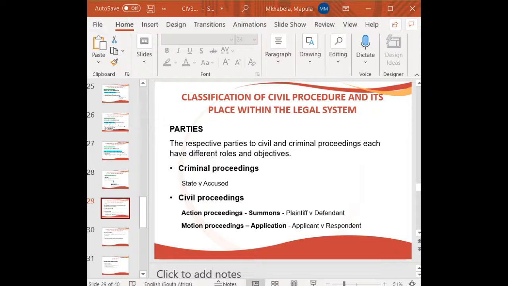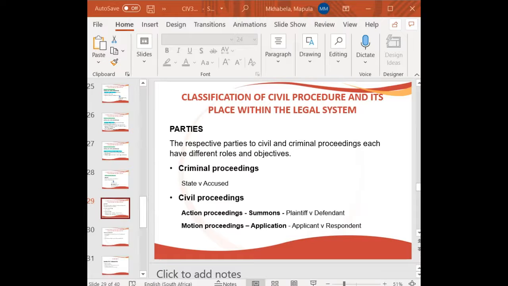Parties to litigation. The respective parties to civil and criminal proceedings each have different roles and objectives. In criminal proceedings, the parties are the state and the accused. The person who has suffered as a result of the criminal conduct of the accused is called the complainant.